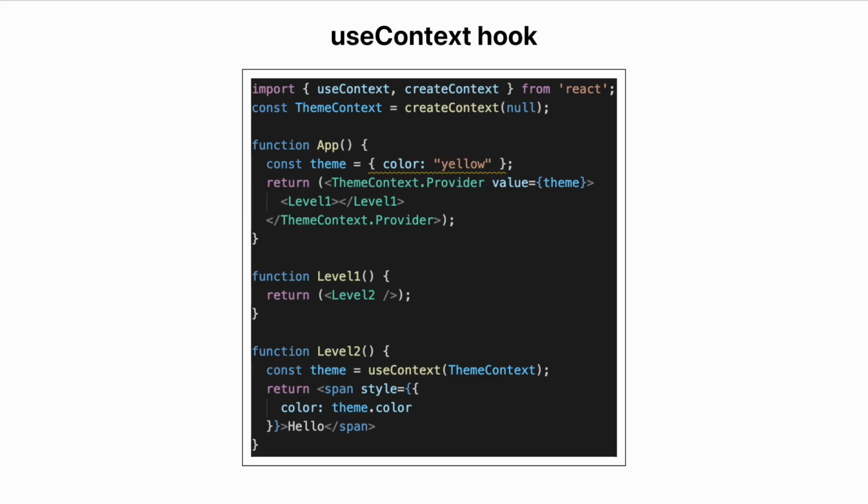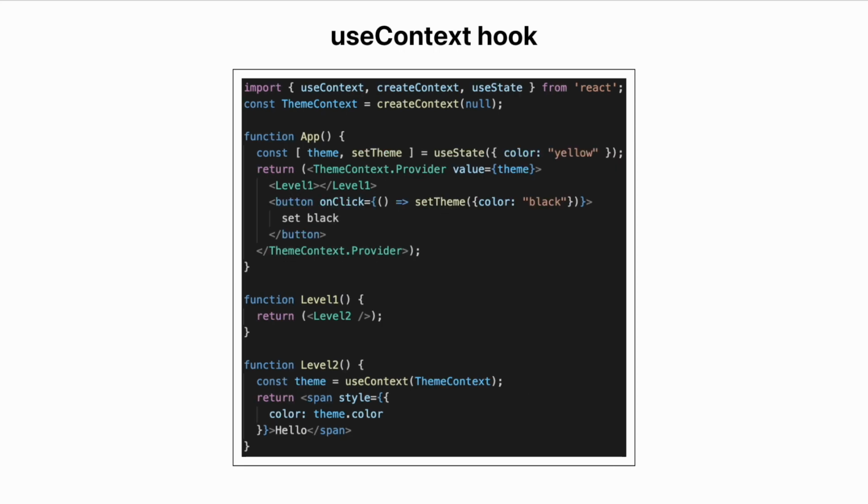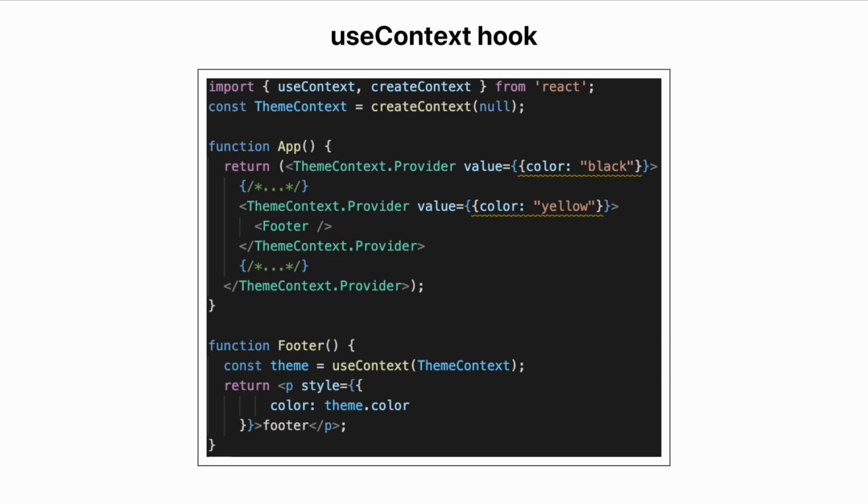If we need to change the value passed in the context provider, we can create that value as a state using useState as shown here. We can override the value for the context provider for a part of the tree, like shown here.